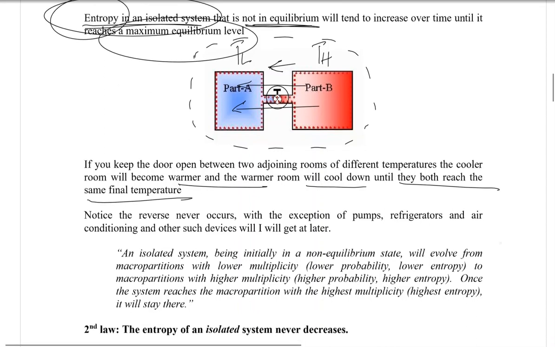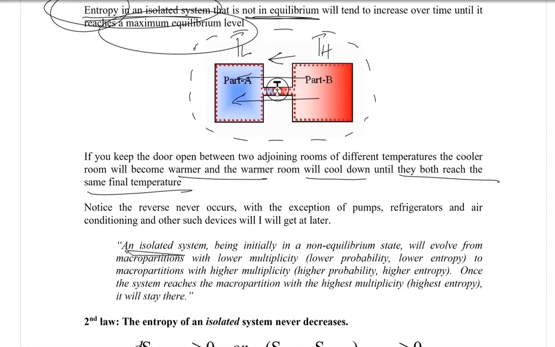An isolated system initially in a non-equilibrium state will evolve from the low entropy towards the high entropy. Once the system reaches the highest entropy, which is at the maximum equilibrium level, it will stay there.